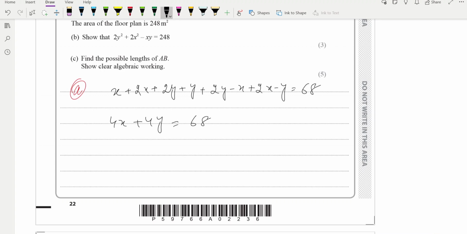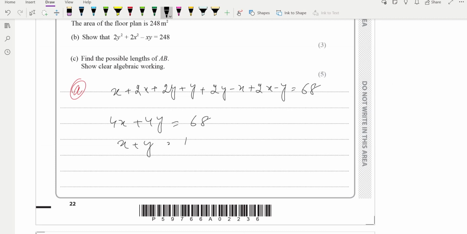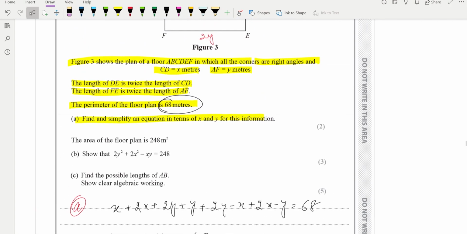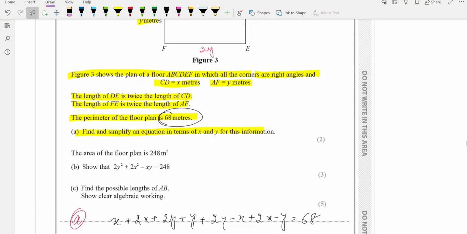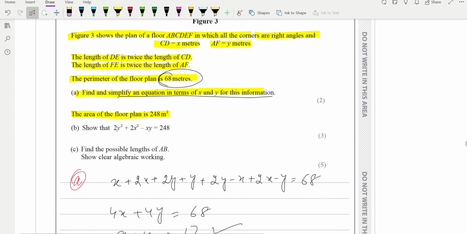So now we can divide by 4, so x plus y is equal to 68 divided by 4, which is equal to 17. So x plus y is equal to 17. This is the equation they are looking for over here: find this and simplify the equation in terms of x and y. Now B part, the area of the floor plan is 248. Show that this is equal to 248.